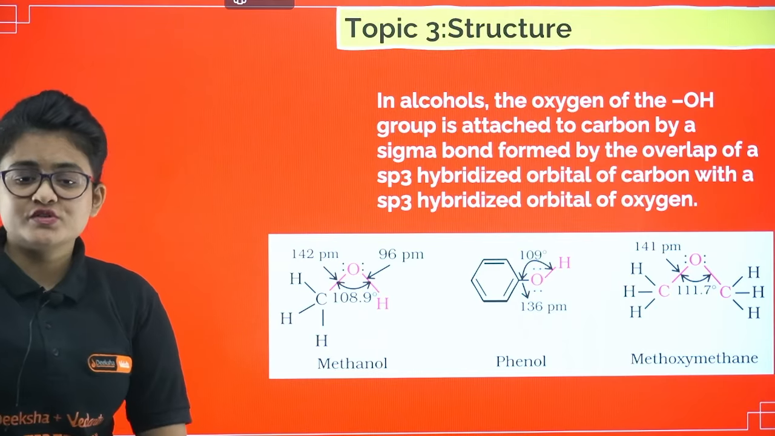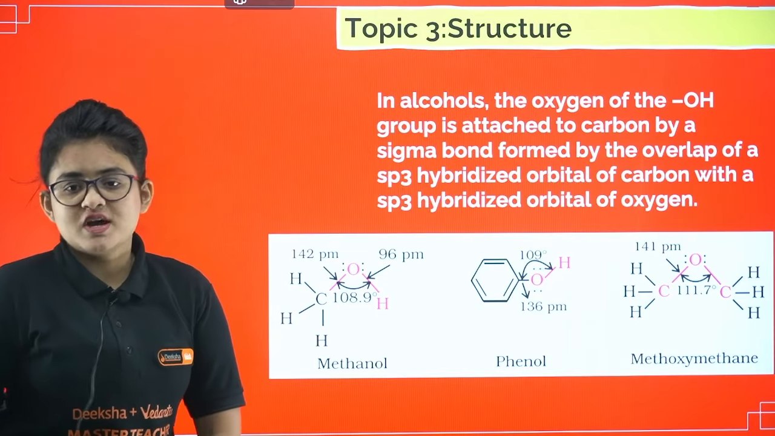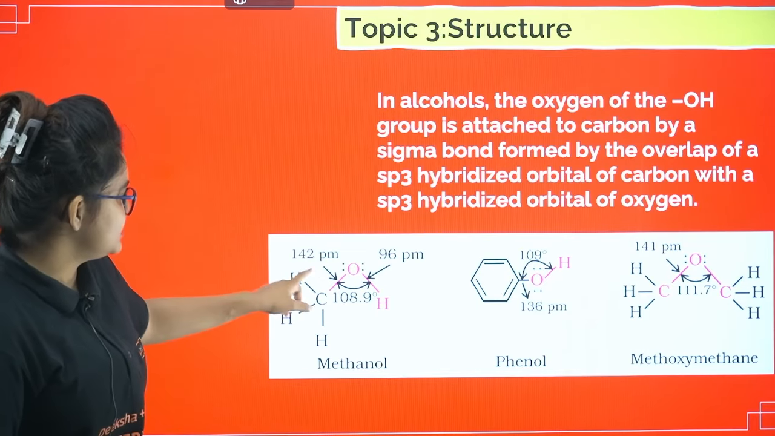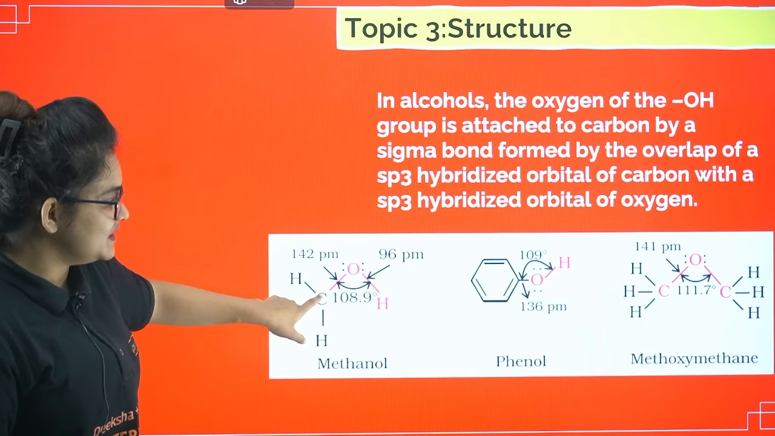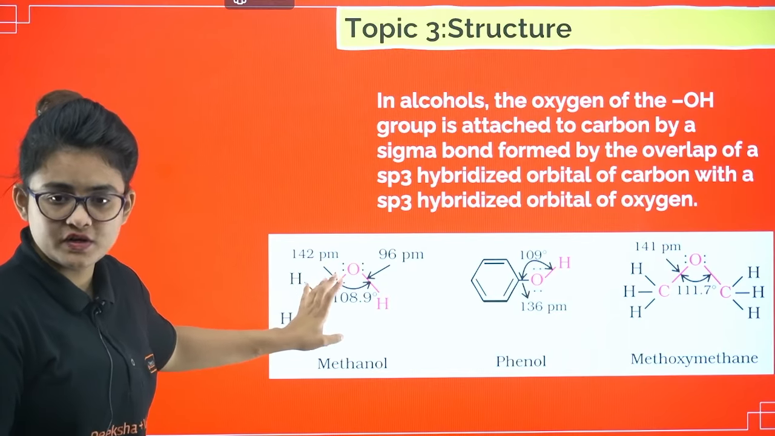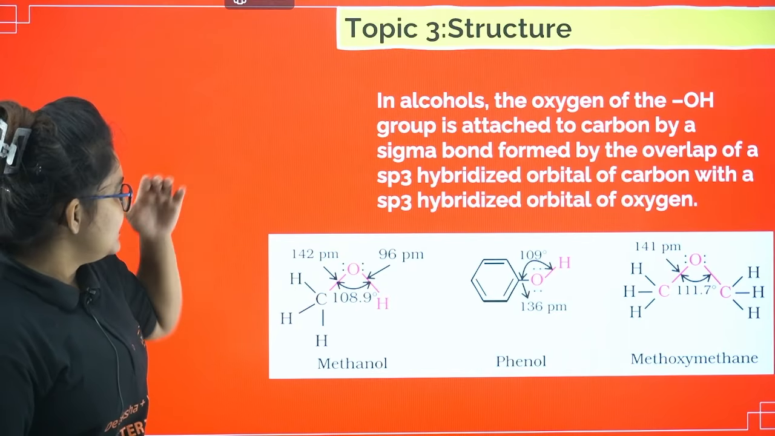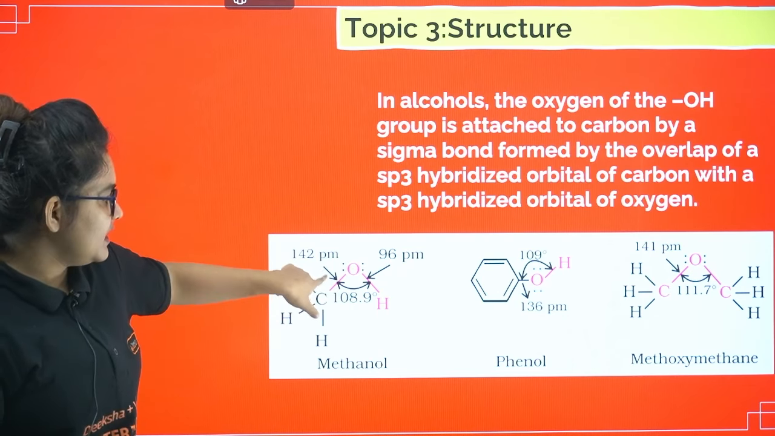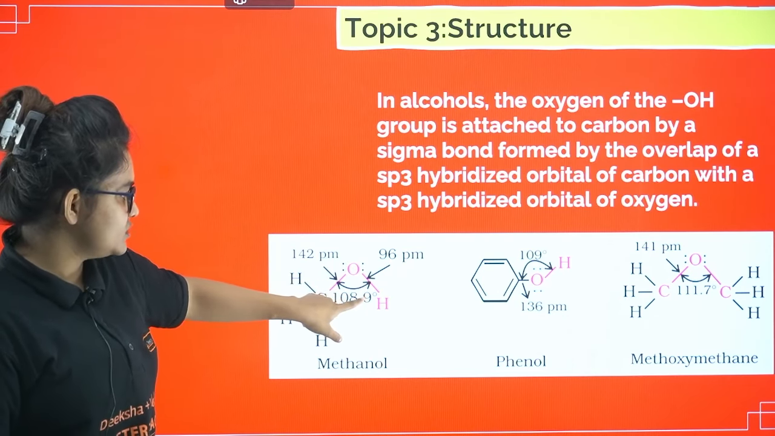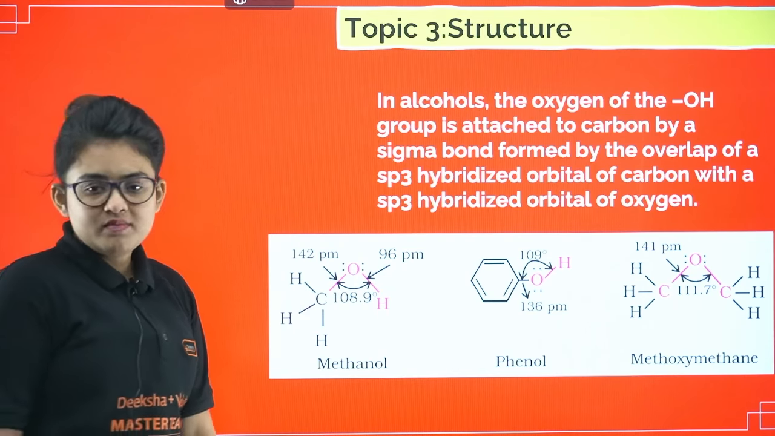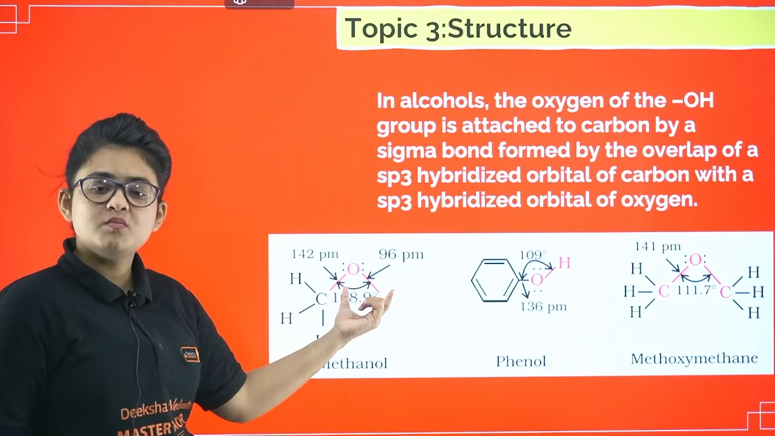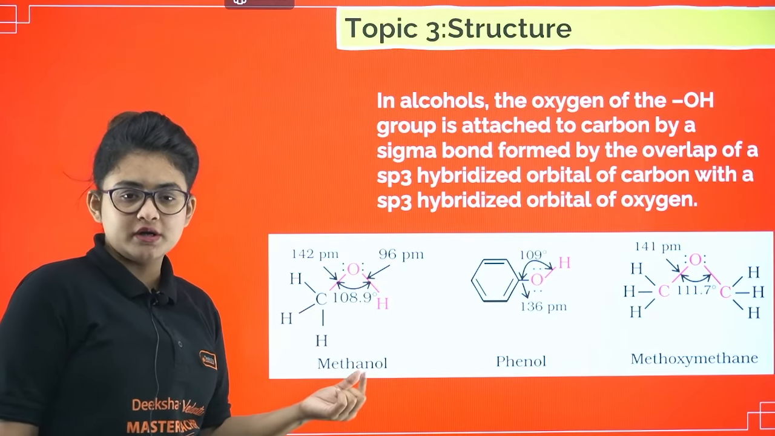Next, we will proceed with the structure. Definitely, when it comes to this carbon-OH bond, this carbon is sp3. If you are discussing methanol, then this bond, carbon-oxygen-hydrogen, has a bond angle of 108.9 degrees. Why? Because the lone pair-bond pair repulsion makes the bond angle a little bit smaller, right?